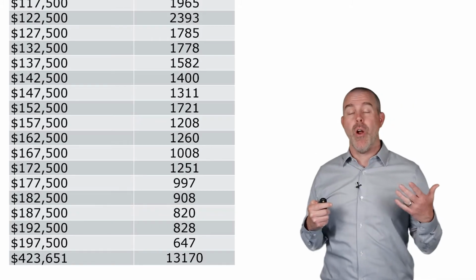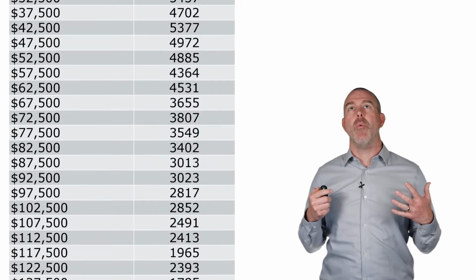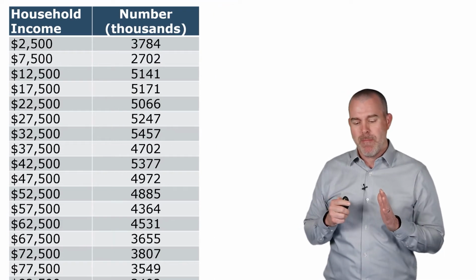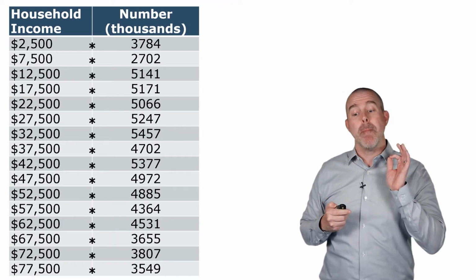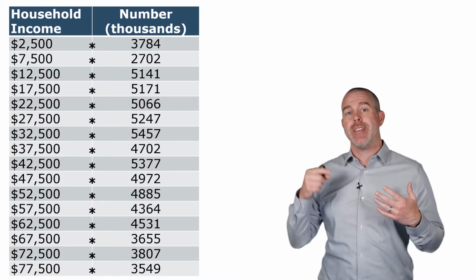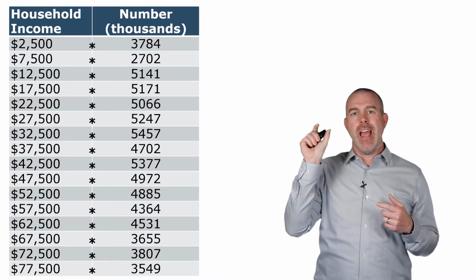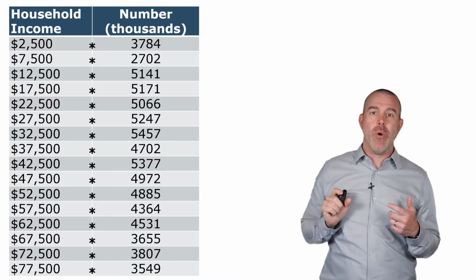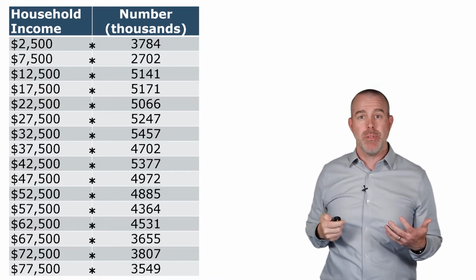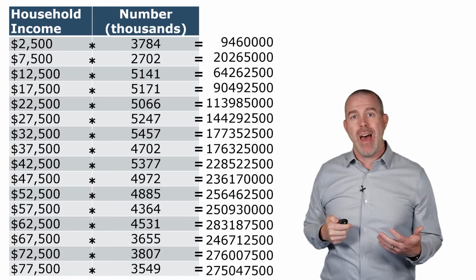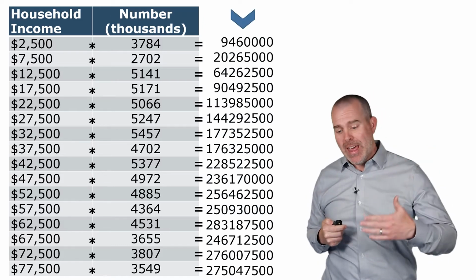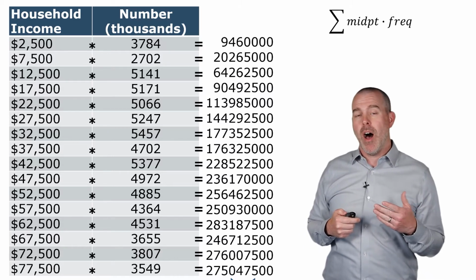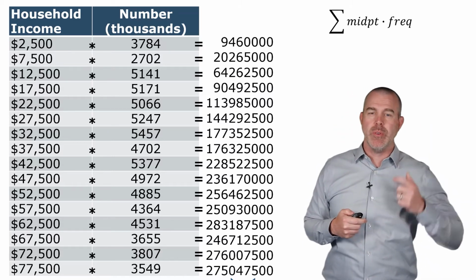So now when I look at all of these and kind of figure out what am I going to do to calculate the average for these, let's clean it up a little bit. What we're going to do is multiply all of these middle values and treat them all as 3,784,000 of those. So we're just going to multiply them all, find that product, and then add down all of those. So that'll be the sum of all the midpoints times the frequencies.